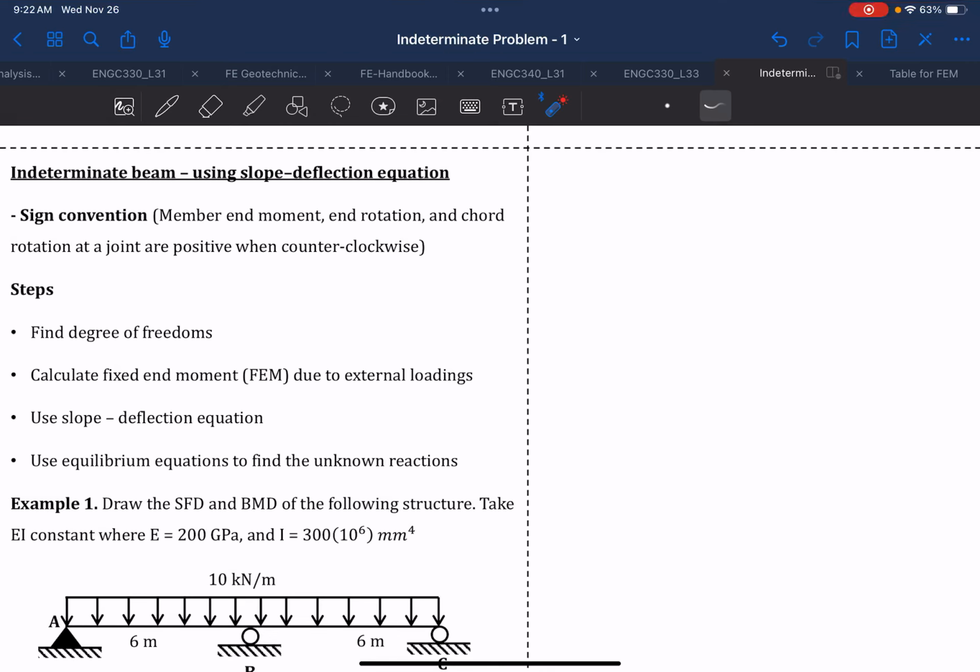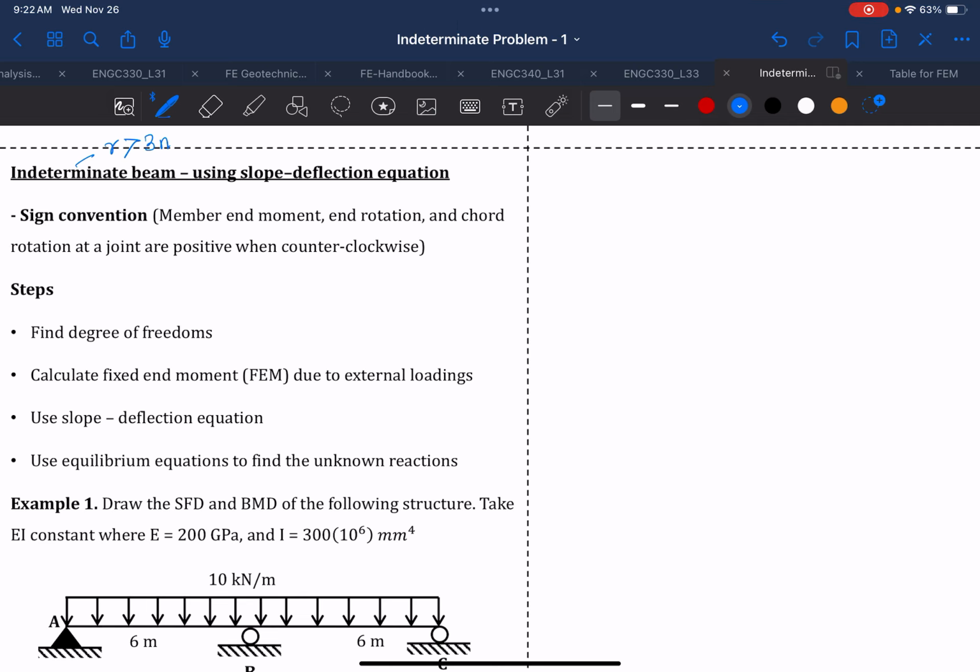Hello everyone. Today I'm going to go through the example of solving the support reaction for an indeterminate beam using the slope deflection equation. So there are two methods of solving an indeterminate beam, and by indeterminate beam we mean that your support reactions are greater than the number of equilibrium equations.